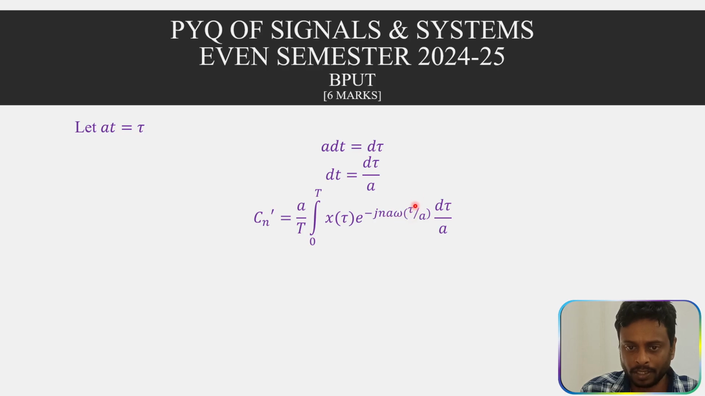This is the value of t, that will be tau by a. Okay, this is the value of t, this is tau by a. And dt equal to d tau by a.